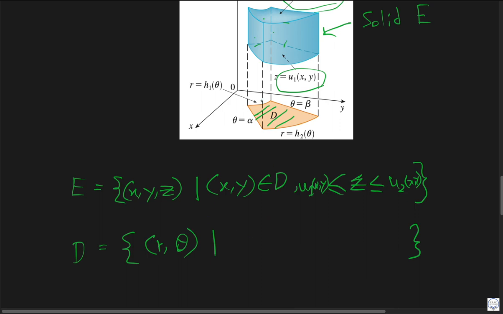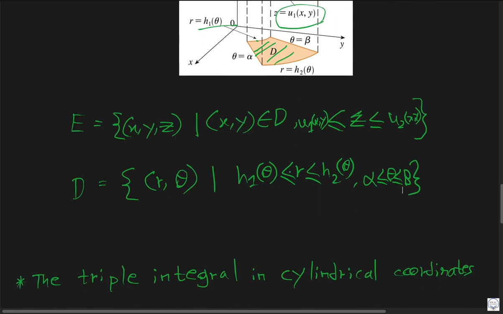and we can say that r is bounded between h1 of theta, that is, the distance from the origin is always greater than this particular function, and it's smaller than or equal to h2 of theta, and our angles are in between alpha and beta, so we have theta going from alpha to beta.